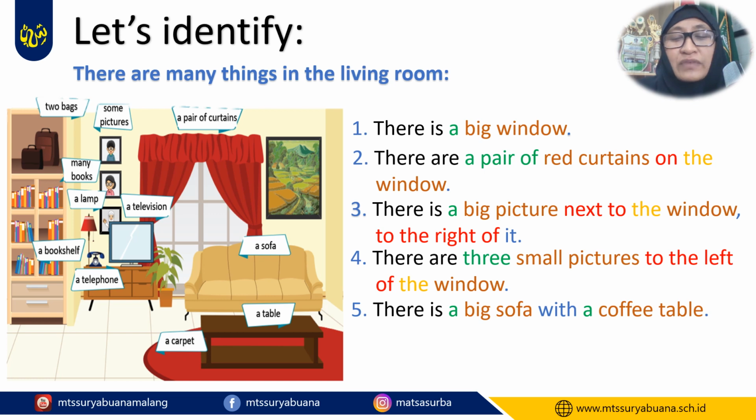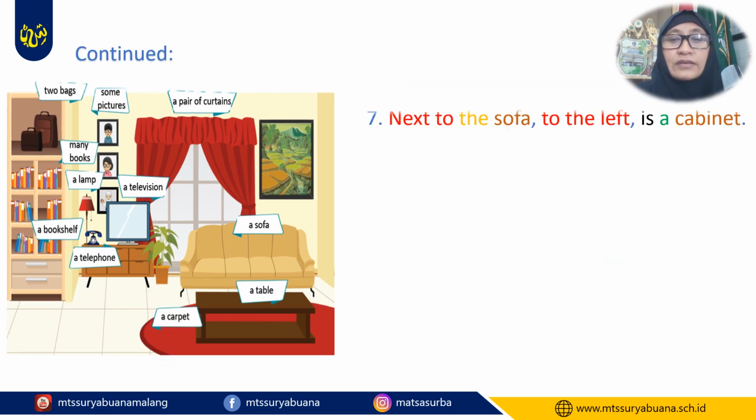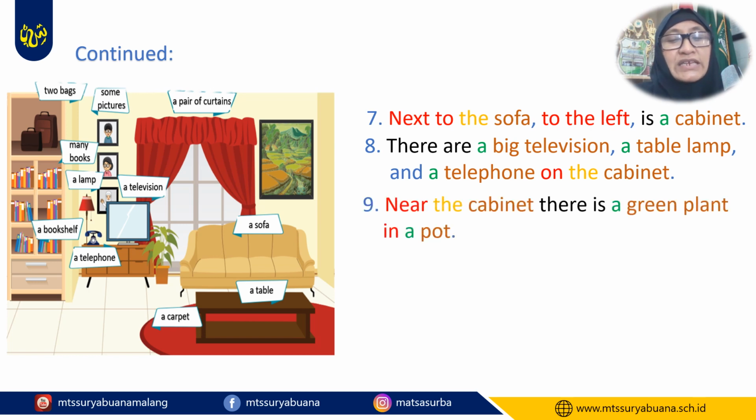There is a big sofa with a coffee table. There is a red carpet. The coffee table is on the carpet. Next to the sofa, to the left, is a cabinet. There are a big television, a table, and a telephone on the cabinet. Near the cabinet, there is a green plant in a pot.